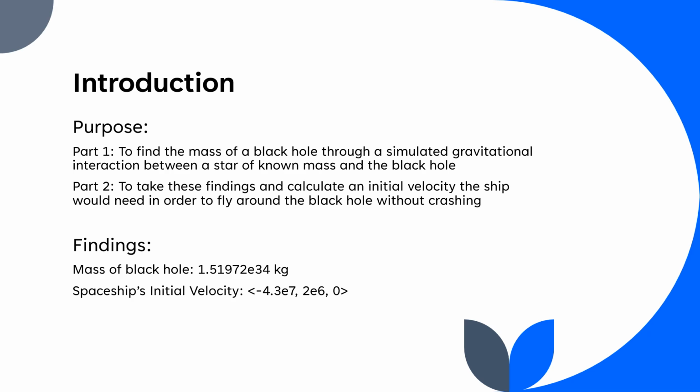Below on the slide were my findings, with the mass of the black hole being 1.51972 times 10 to the 34th kilograms and my spaceship's initial velocity being negative 4.3 times 10 to the 7th power in the x direction and 2 times 10 to the 6th in the y direction.